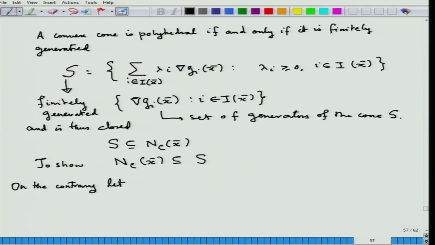So, now let me say, on the contrary, let this not be true. That is, let me assume that what we are guessing is not true. Now, if this is not true, then what would happen? There exists a V in NC x bar, meaning that not every element in it is an element here. If it is so, then this would be a subset. So, there must be a V in NC x bar such that V does not belong to S.